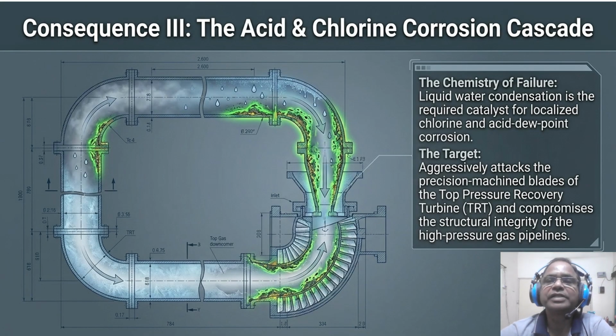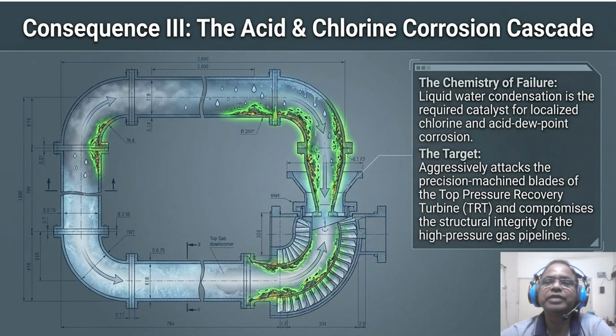So, as you can see, the acid and chlorine corrosion cascade, and this is very important. As we know, the liquid water is a catalyst for the chlorine corrosion. So, look at the green threaded zone in the pipeline and top pressure recovery turbine. So, these precision blades are the targets. So, if you see liquid in the downcomer, you are actively losing metal and TRT efficiency to acid attack.